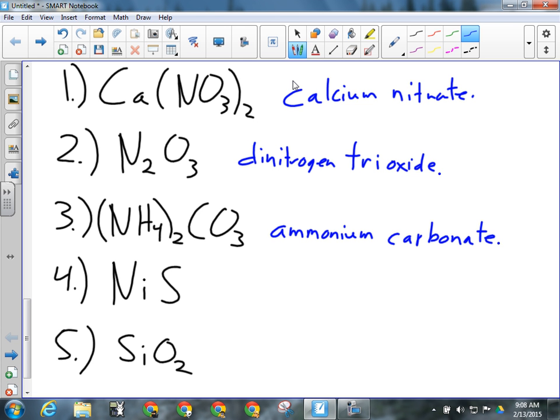For number 4, I've got nickel and I've got sulfur. So this is going to be nickel and sulfide, but does nickel have more than one possible charge? It does. So I look at sulfide. Sulfide's always a -2, so nickel must be a +2. So this is nickel(II) sulfide.